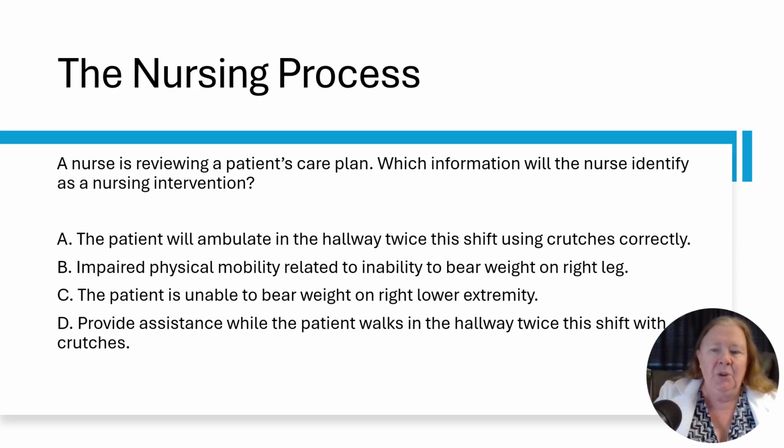weight. Okay, once you become a nurse, you're going to find that you're automatically assessing everyone you see in the public. You can see someone in the drugstore, and you watch them walk, automatic. It's an automatic thing for you now as a nurse. You're going to assess everyone. And so that one is, well, letter D, to provide assistance while the patient walks in the hallway twice this shift with crutches. That is your nursing intervention.